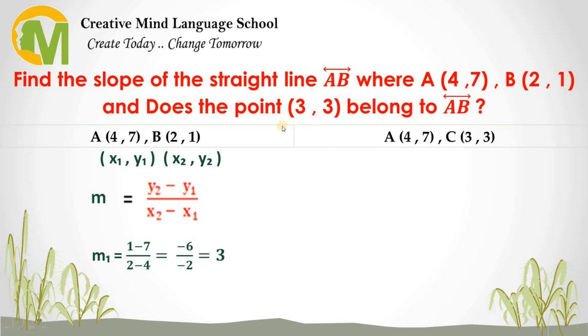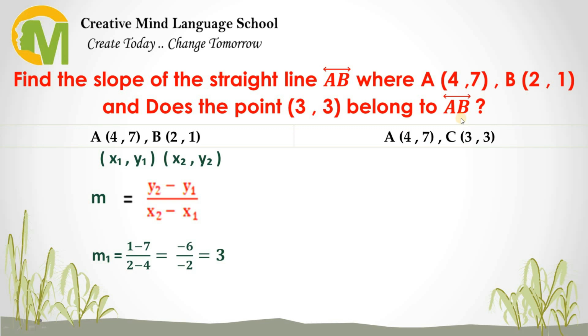The second step here, I will use the point (3, 3), and I named it as point C, with any of the 2 points A or B that already belong to the straight line. Here we will get one of 2 answers. If the slope of the new straight line AC equals the slope m1, which equals 3, then C belongs to the straight line AB. But if the new slope of the straight line AC has a value that is not equal to 3, or not equal to the first slope, then C does not belong to the straight line AB.